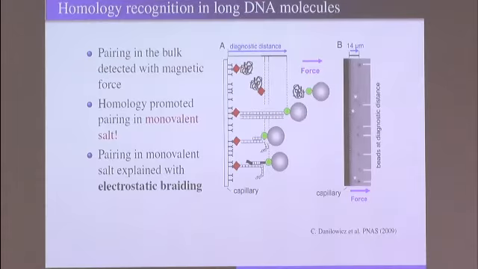So this was a sign that homology recognition could occur also in the absence of proteins, and it's a very important result. But also, pairing was actually not expected in monovalent salt, but because of the mechanism of braiding, which can make the attraction occur at much lower values of charge compensation, this electrostatic braiding effect might explain the occurrence of this pairing. So this is one thing.